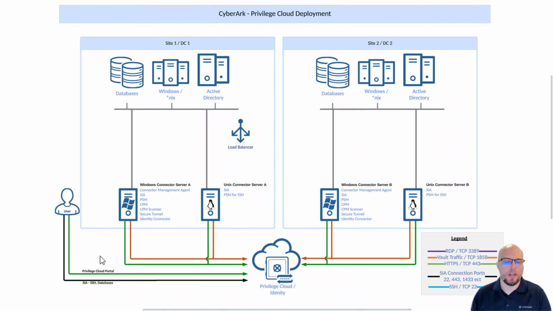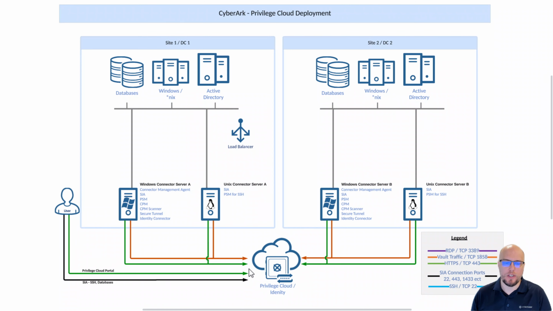And over here we've got the end user. The end user will connect to the CyberArk Privilege Cloud using their web browser, and they possibly will also be using other utilities such as an SSH client or a database client. They'll also make connections to the CyberArk Privilege Cloud when using the SIA service. I'll cover more on the SIA service in the next diagram. But for now, I'll go back to the traditional PSM and PSM for SSH sessions.